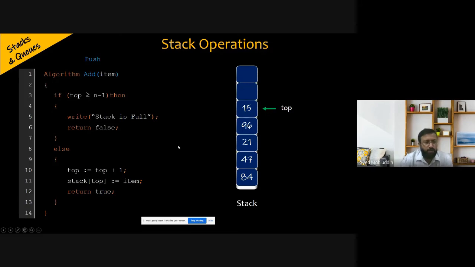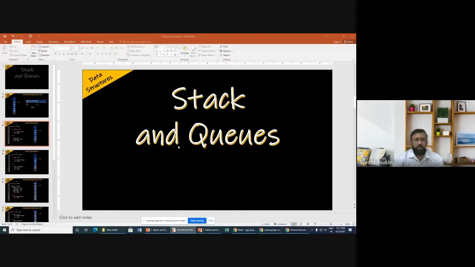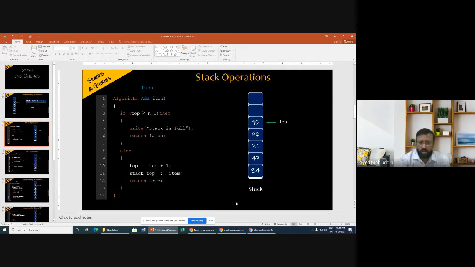Now, before we move further, let us compute the time complexity of this add algorithm. What will be its time complexity? Can anybody reply?